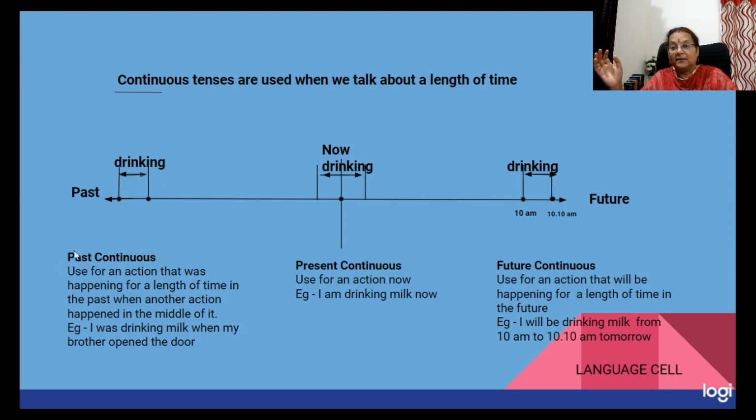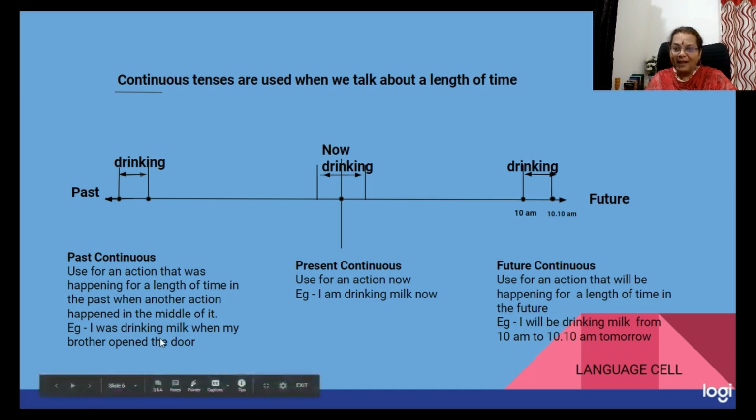See here, past continuous. Used for an action that was happening for a length of time in the past, when another action happened in the middle of it. See the example: I was drinking milk when my brother opened the door. So here it was drinking milk, then the brother opened the door. It stopped there. Got it? So it's happening for a period of time, not just one point.